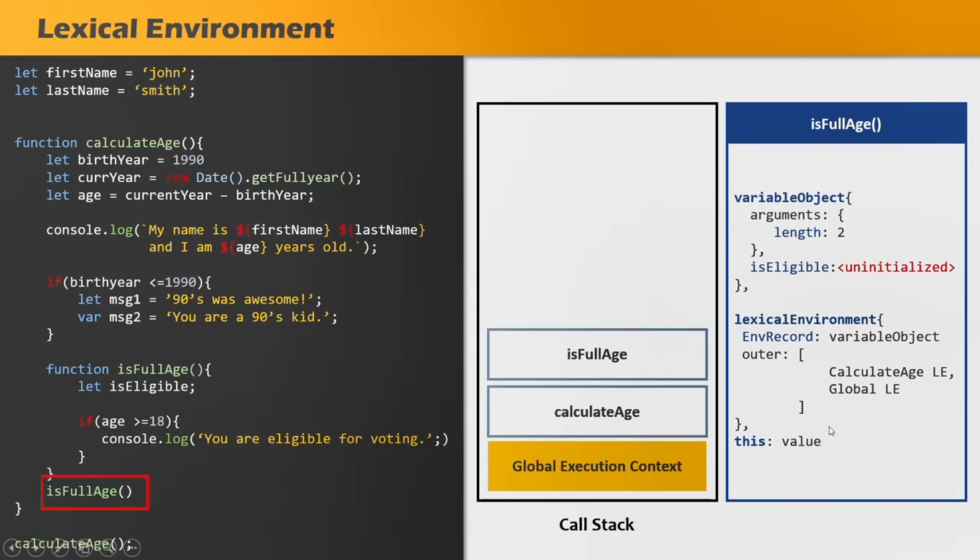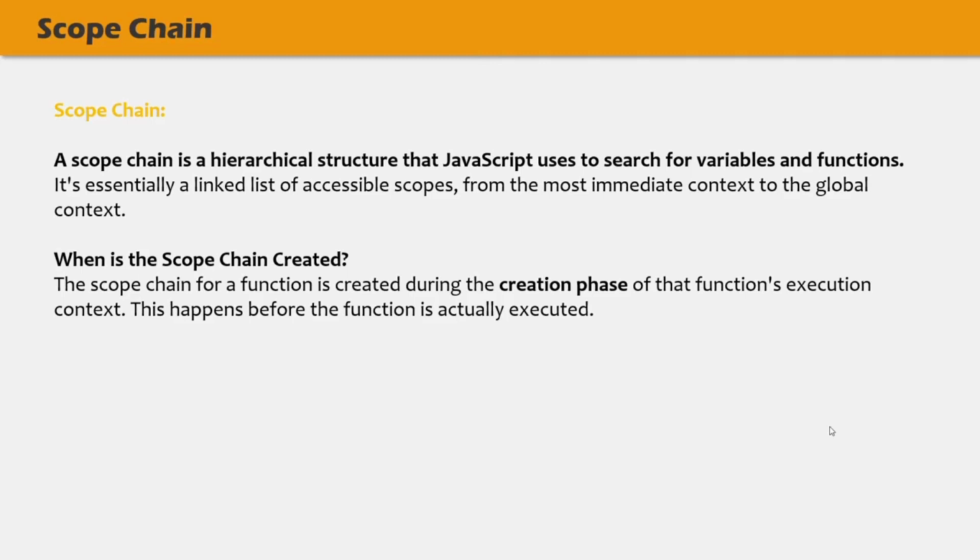Now, during the execution phase, using this lexical environment, JavaScript engine will create a scope chain. So let's learn how that scope chain will be created. So first of all, a scope chain is a hierarchical structure that JavaScript uses to search for variables and functions. It is essentially a linked list of accessible scopes from the most immediate context to the global execution context. And the scope chain for a function is created during the execution phase. So here it should be execution phase. Okay, so when the execution phase of that function's execution context will start, that time only the scope chain will be created.